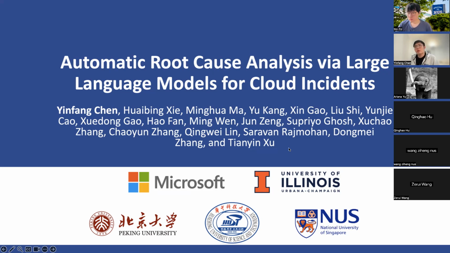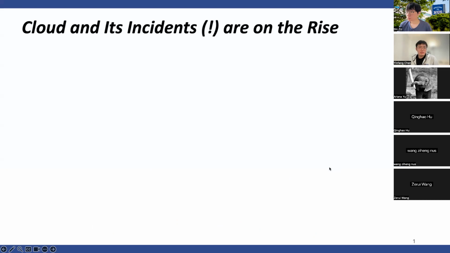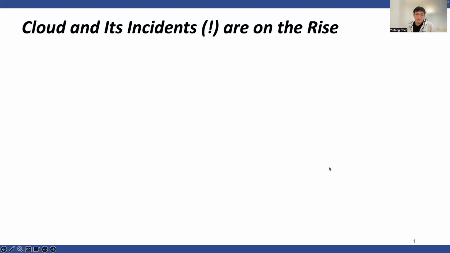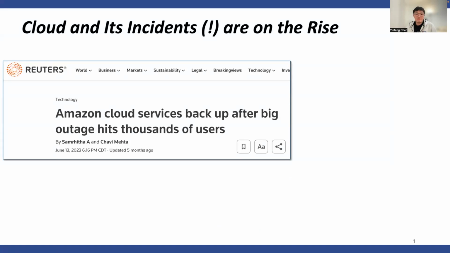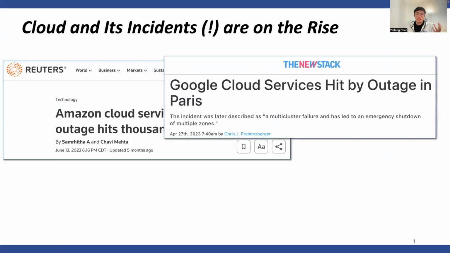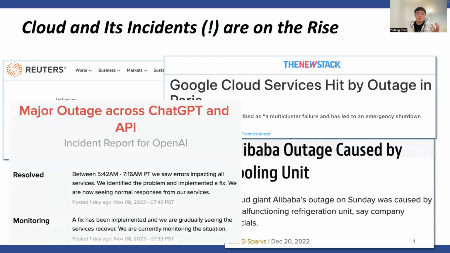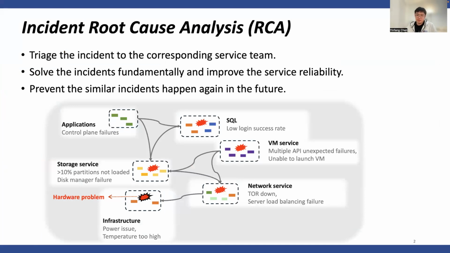So let's start. As we all know, the cloud is becoming more and more popular, and so are its incidents. Those incidents have a huge impact on big tech companies and also on the customer user experience. The incidents exposed to customers may bring a very bad user experience, like 503 and 404 error codes, and those big tech companies may also lose a lot of money due to the incidents.